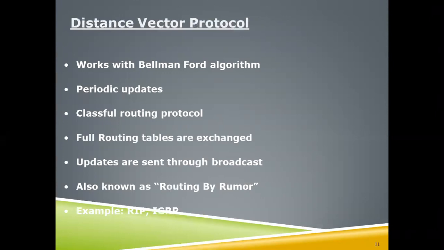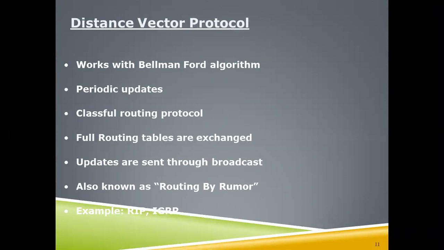So this is about RIP version 1 and IGRP protocols. There are advanced versions of these protocols: RIP version 2, and the advance of IGRP is EIGRP. In those we have different features. We will discuss RIP version 2 later. So these are the features of the RIP protocol: the Bellman-Ford algorithm is used, periodic updates are there, it's classful, full routing tables are exchanged, and updates are exchanged through broadcast, whereas in RIP version 2, it's changed.